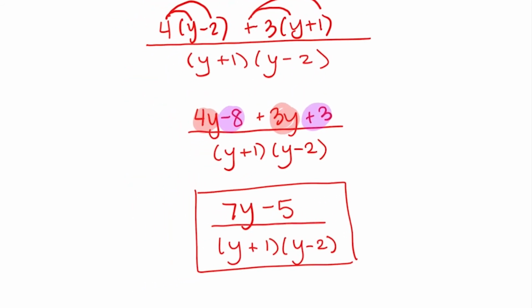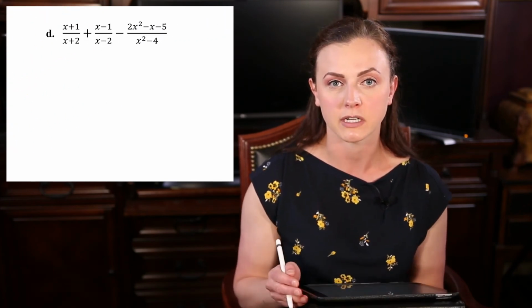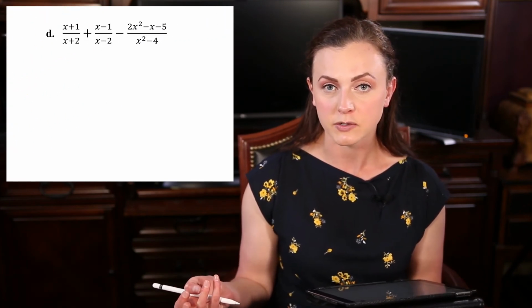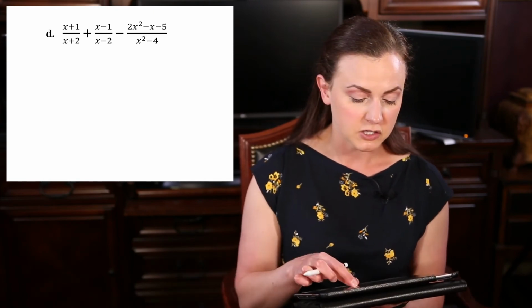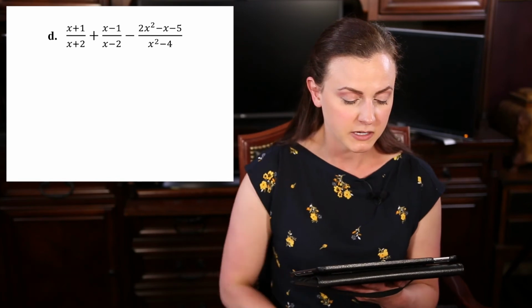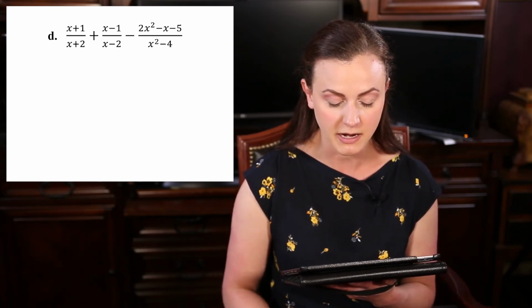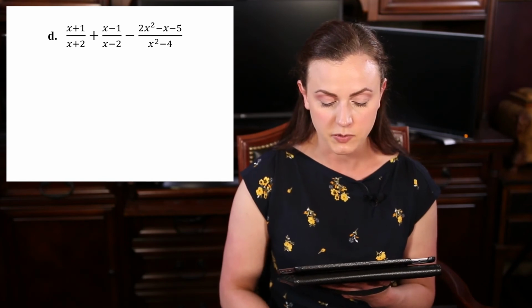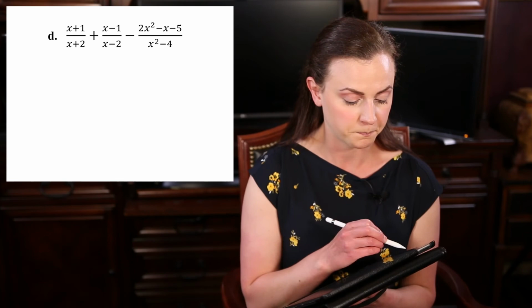Okay. Our last example is a very popular type of question. I give these to my students a lot, and you might see this on your homework as well. So we have three fractions. We have x plus 1 over x plus 2 plus x minus 1 over x minus 2 minus 2x squared minus x minus 5 over x squared minus 4.